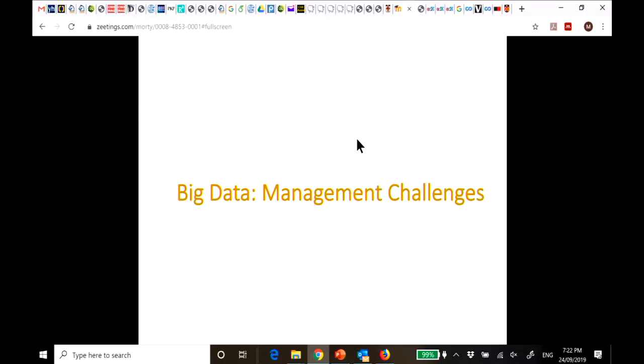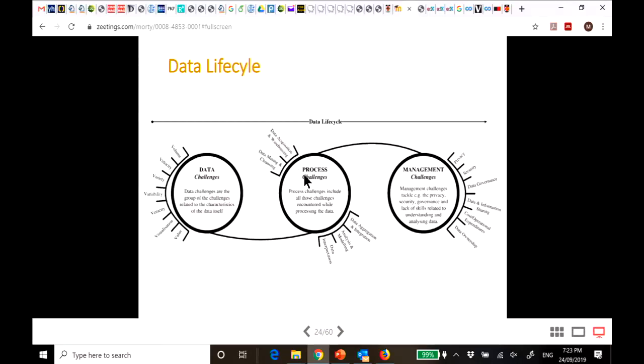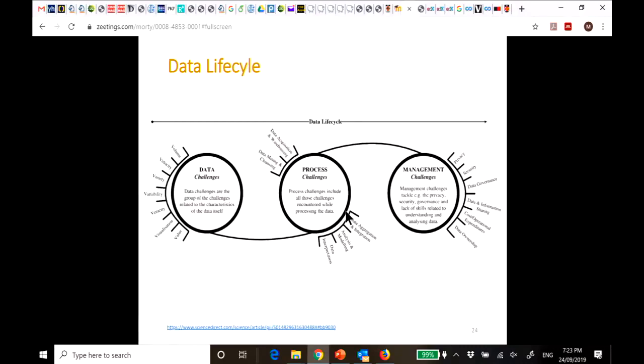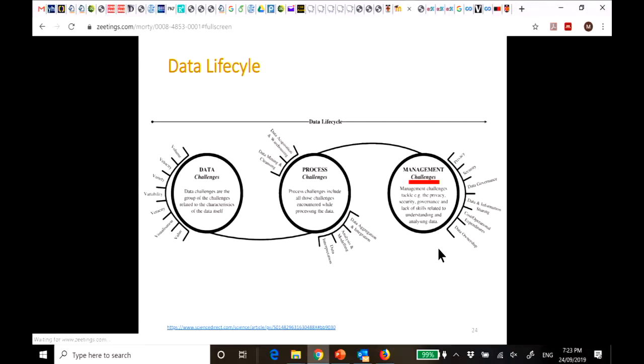Okay, so let's start with big data management challenges. We looked at challenges from the data itself, then the big data processes, and now we're looking at management challenges. Back to the data lifecycle, we covered the data challenges, the V's, and the process challenges from acquisition to integration to presentation and analytics, and now we are here on the management side. We're going to go one by one through the management challenges.